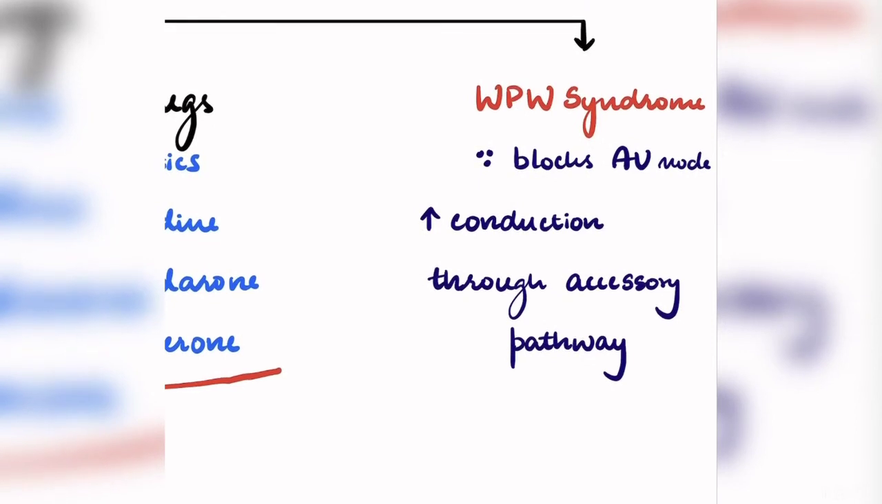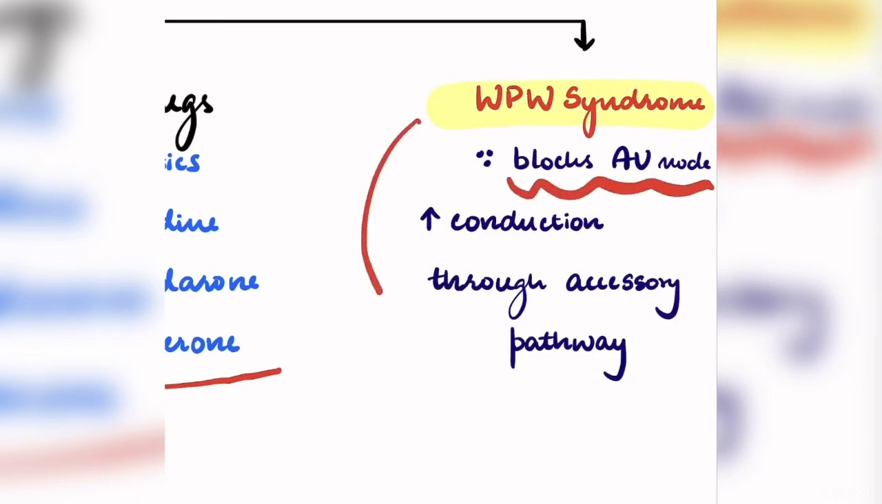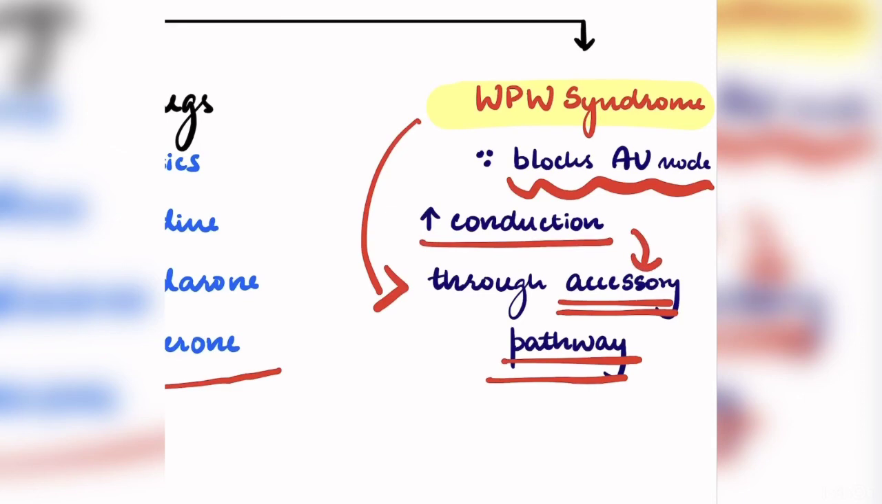And there's an important thing, that this drug is contraindicated in WPW syndrome. We read right now that it blocks the AV node. WPW syndrome is an arrhythmia of the accessory pathway. So if I block the AV node, the conduction in the accessory pathway increases. So basically I'm worsening the situation in WPW syndrome. So I cannot give digoxin.